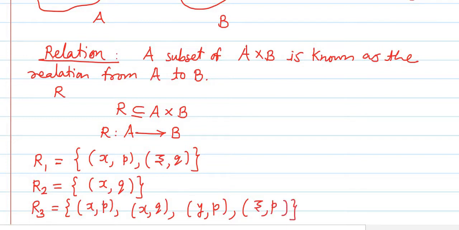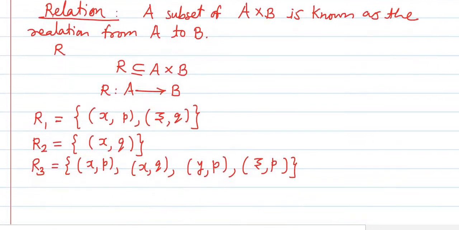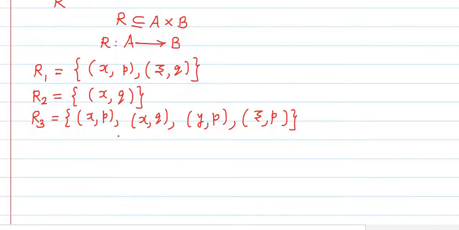Then in this case also we observe that this R3 is a subset of Cartesian product A cross B. Therefore R3 is also a relation from set A to set B. So in this way we have a relation from set A to set B. Now next we will define functions.